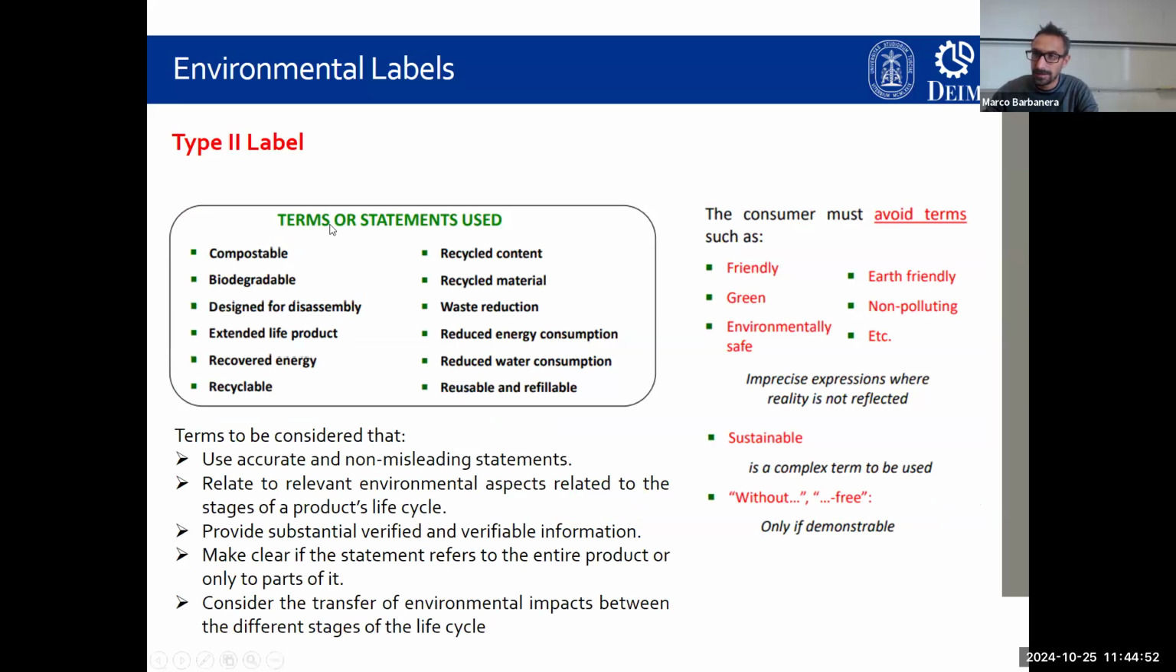Typically, in these type 2 environmental labels, a company declares that its product, for example, is compostable or is biodegradable or is recyclable or is characterized by reduced energy consumption during the use, reduced water consumption, but these declarations are self-declarations.